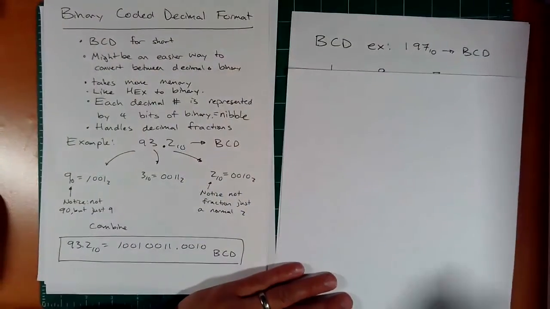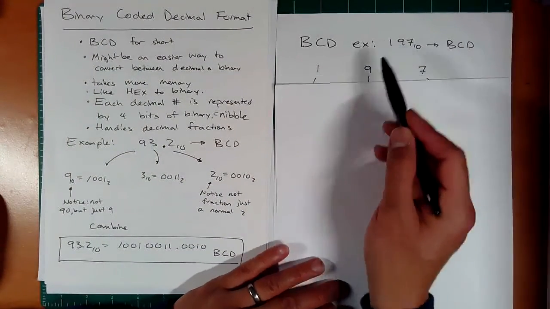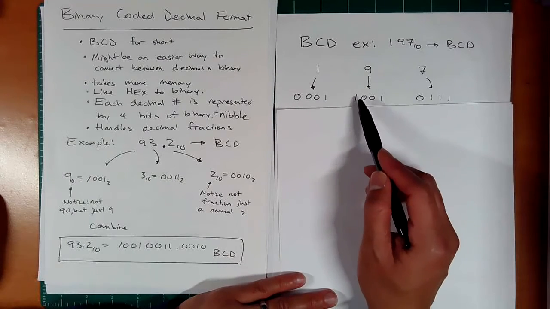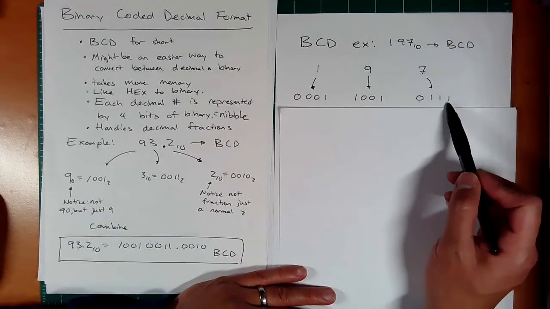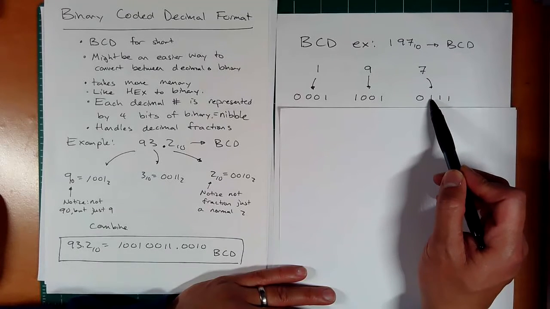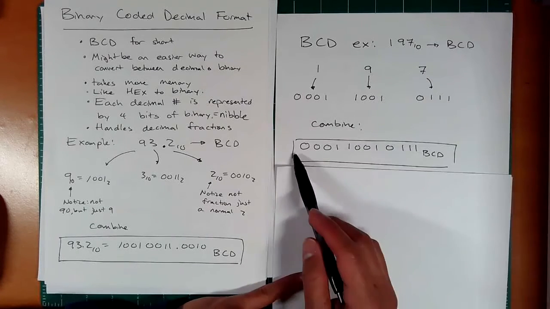Okay, let's do another example just so you see exactly what's going on. 197 to binary coded decimal. So you convert the 1, the 9, the 7. 1, that's easy, 0001, boom. We just did this, 1001, and 7 is 0111. So what do we got? 1's place, 2's place, 4's place. So 3 plus 4, that's 7. Yep, combine it together and you get this.